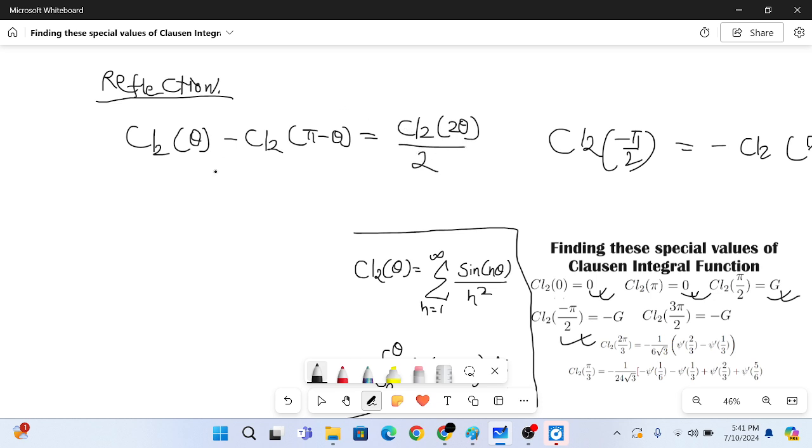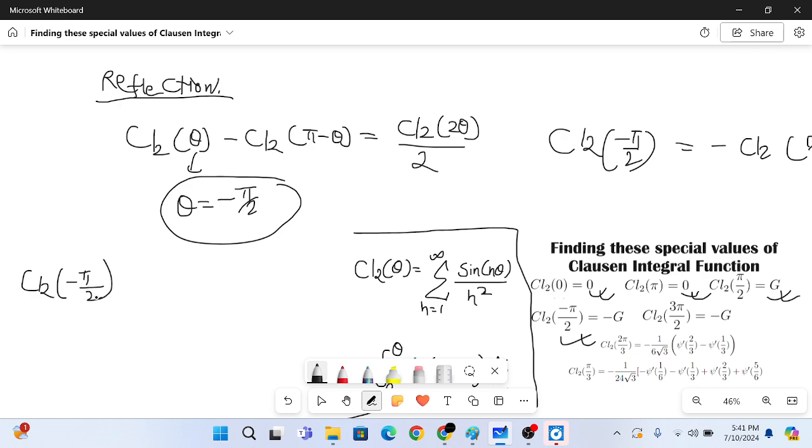Now if I substitute theta equals minus pi by 2 over here, what I will get is CL2 of minus pi by 2 minus CL2 of pi minus pi by 2, which will be pi plus pi by 2, so CL2 of 3 pi by 2, is equal to CL2 of 2 times minus pi by 2, since theta is minus pi by 2. So the 2 cancels. Now CL2 of minus pi will just be 0, because that is sine of minus pi, and sine of minus pi is just 0. So this whole sum goes to 0.